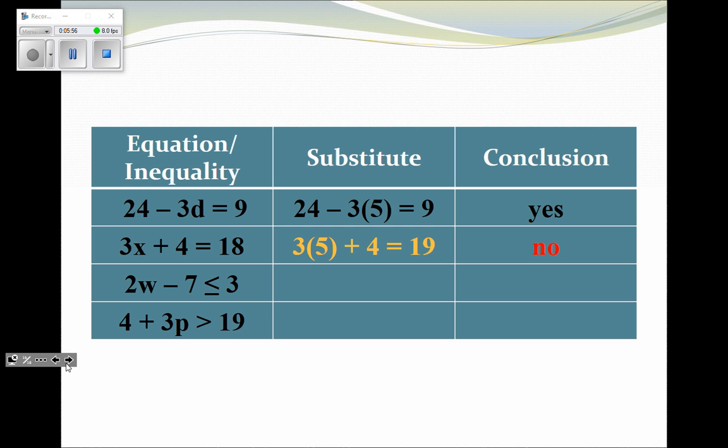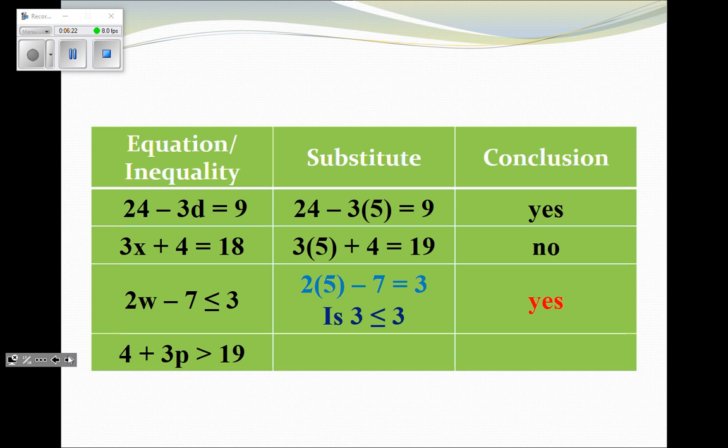Okay? All right, we're going to do the same thing here. 2 times 5 minus 7 is less than or equal to 3. So 2 times 5 is 10. 10 minus 7 is 3. This would be considered a solution because it has that equal to sign on here, okay?